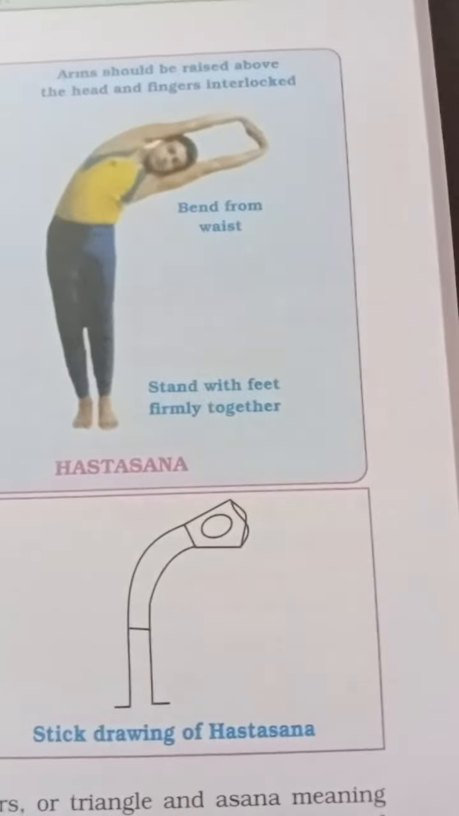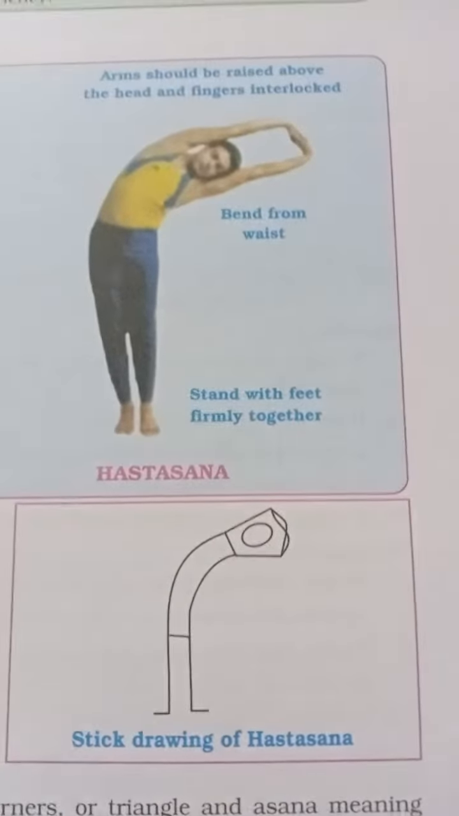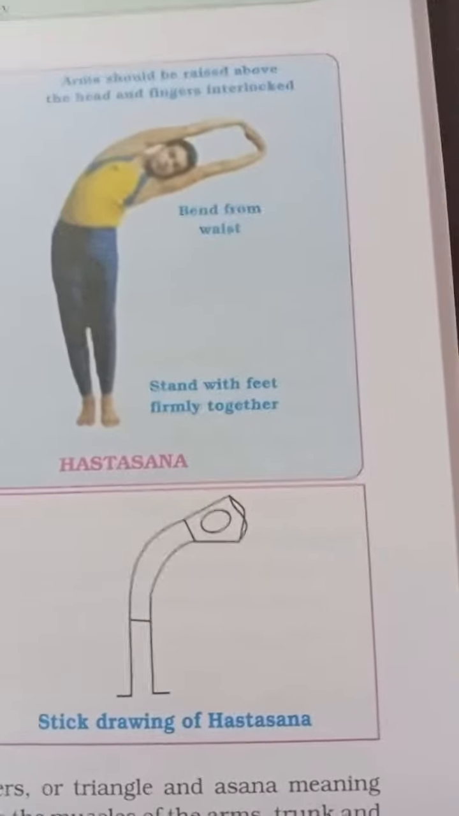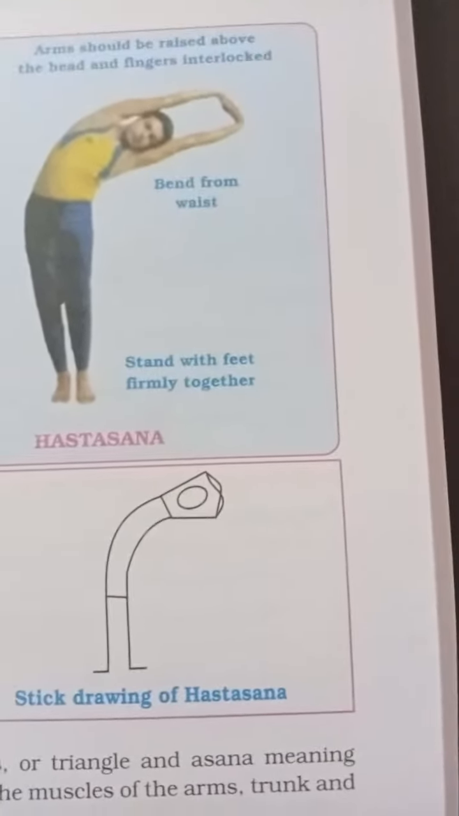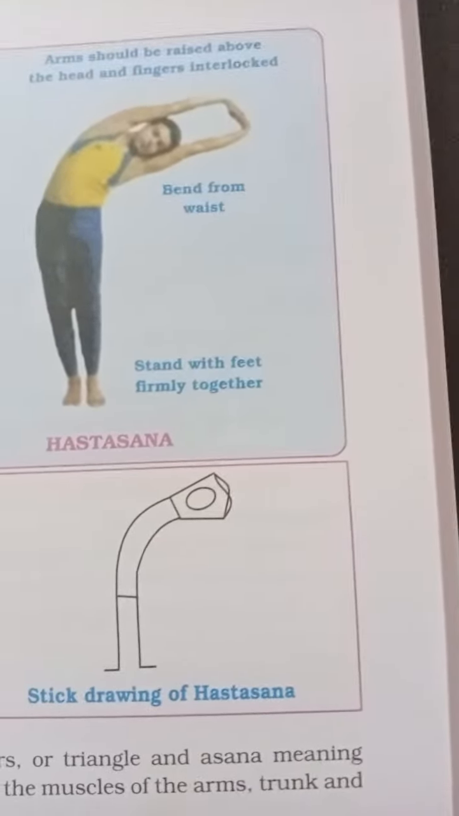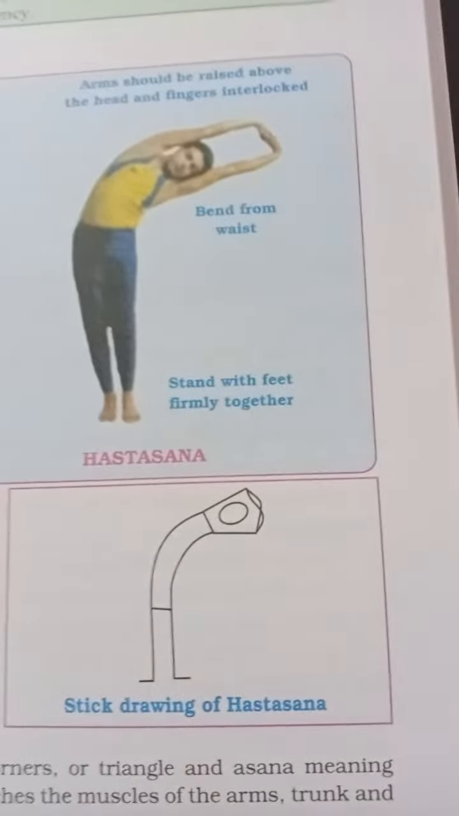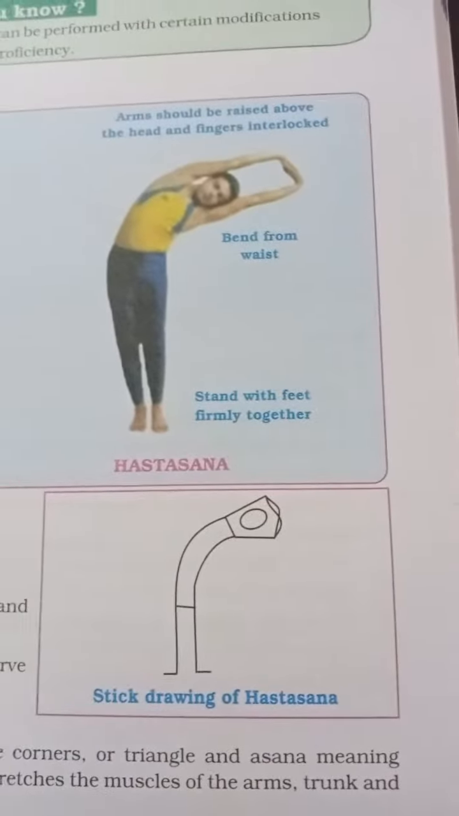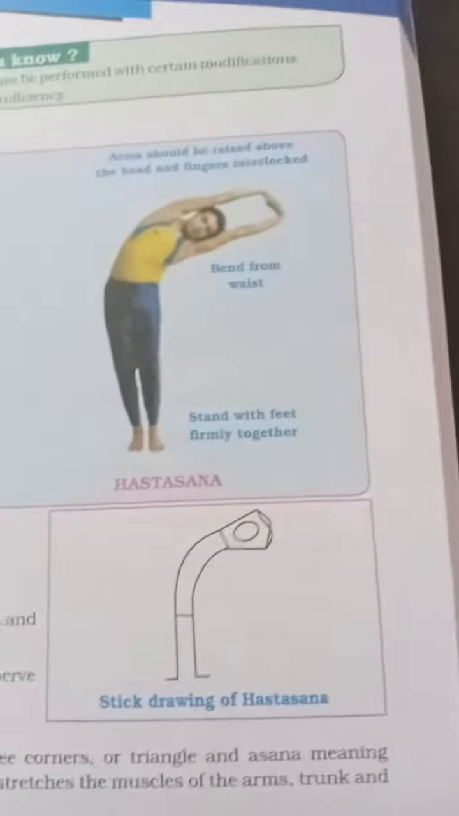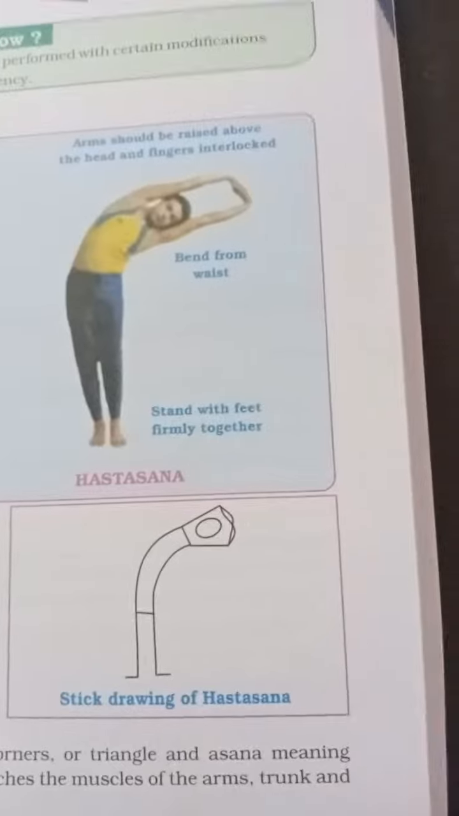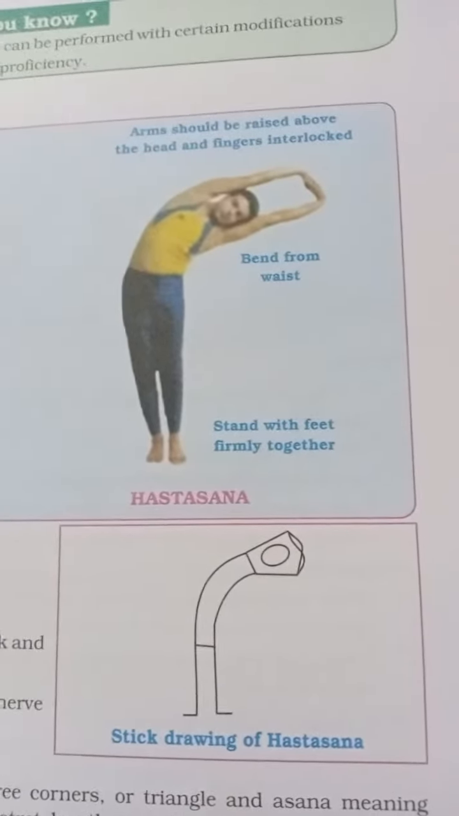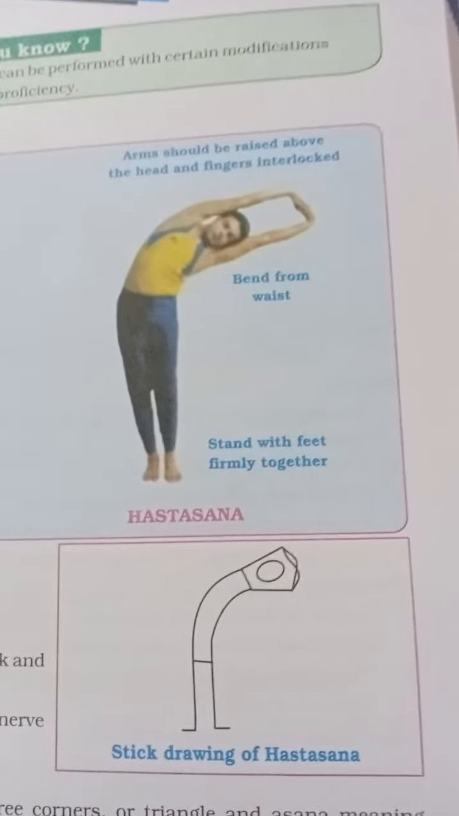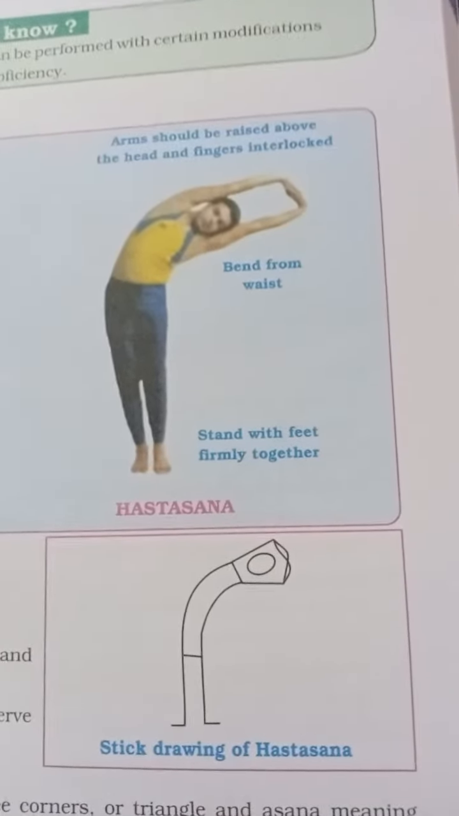Now Trikonasana. It is derived from Sanskrit trikona, meaning three corners, or triangle, and asana, meaning posture. It is extended triangle pose. Trikonasana stretches the muscles of the arms, trunk and legs. Procedure: step 1, stand with the feet one leg length apart and knees should be straight.